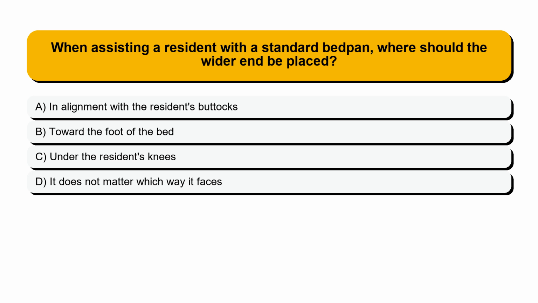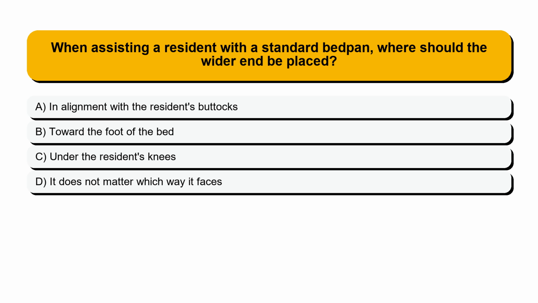Question 85. When assisting a resident with a standard bedpan, where should the wider end be placed? Option A, in alignment with the resident's buttocks. Option B, toward the foot of the bed. Option C, under the resident's knees. Option D, it does not matter which way it faces.